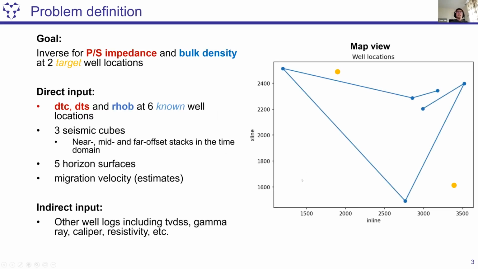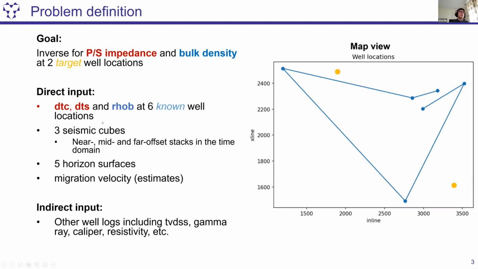So first, as you may have learned from previous learning labs and from Marcelo as well, the goal is to invert for the P and S impedance and bulk density at 2 target well locations, which are shown as yellow dots in the map view. But we didn't know where the wells are. So basically our goal is to be ready to predict those well logs everywhere in this map.